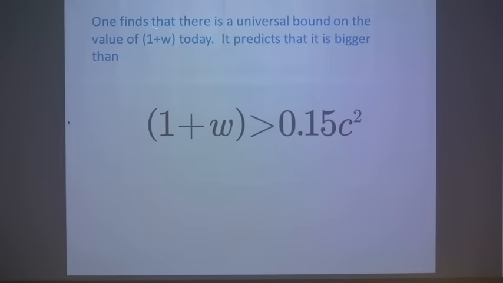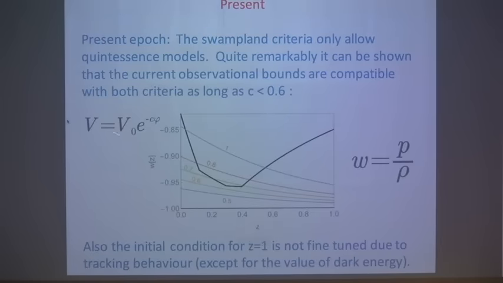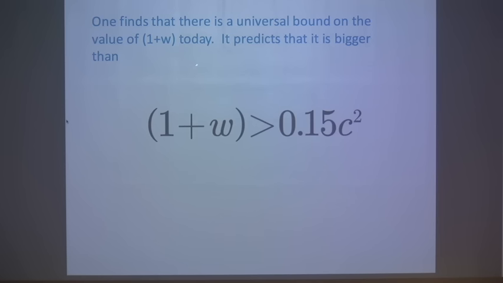In fact, one finds that there is a universal bound. This was just an example of this potential, but you could ask, what about the more general case? You find that this gives you actually the best bound that you can get. In particular, you can show that it predicts that 1 plus W today is bigger than 0.15 times the square of that number that appears in this swampland conjecture. And this C less than 0.6 is consistent with data.